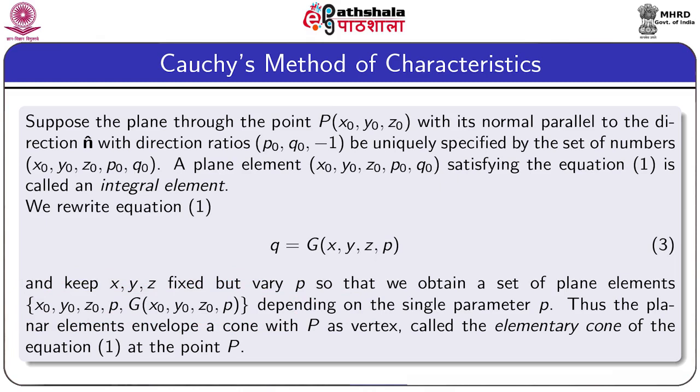That means the set of elements are such that all the planes pass through the fixed point x0, y0, z0, but the directions of the normals are different for the different planes. Therefore, this set of planes envelops a cone, and this cone passes through the fixed point P, and this cone is known as the elementary cone of the given equation 1 at the point P.